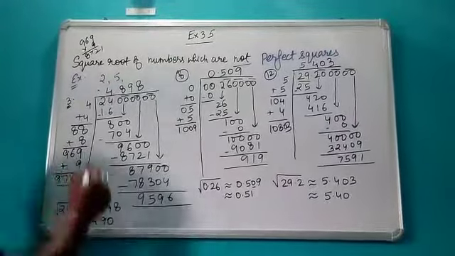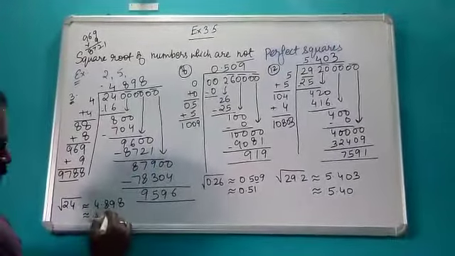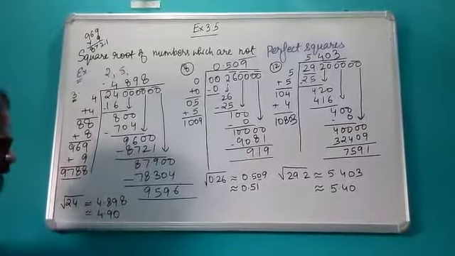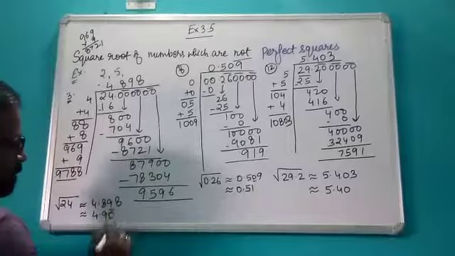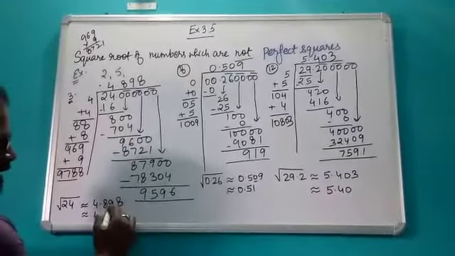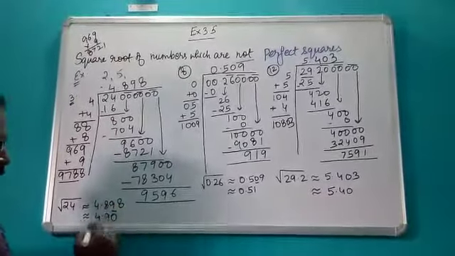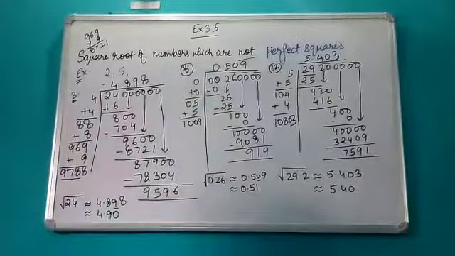Then, so what is the square root? It is approximately 4.898. Then what we will do? We have to round it off, this 9. So after 9, 8 is there, so you will write 9 plus 1, that is 10. So it becomes 4.90.